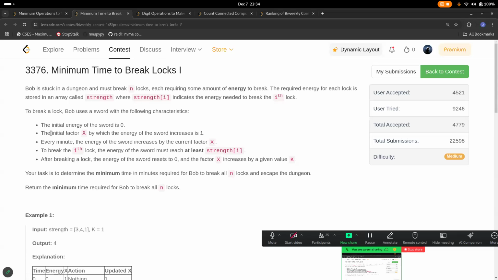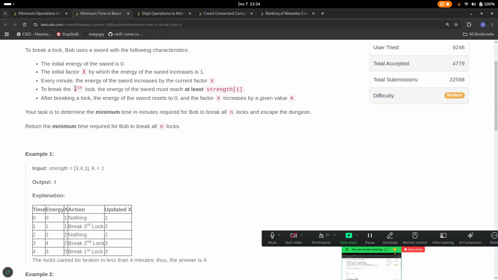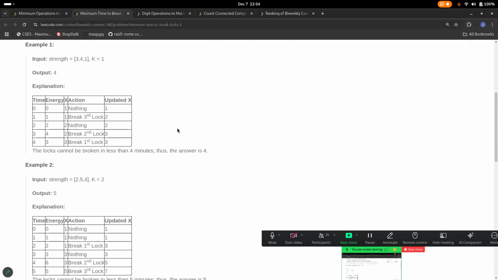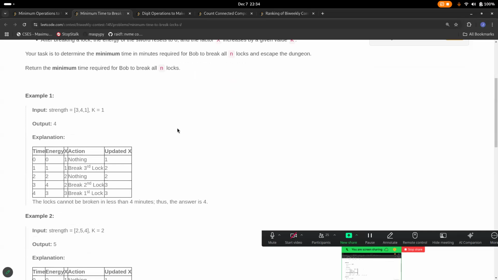Now you have this factor x, which is initially 1. Every minute, your energy increases by x. So initially x equals 1, so every minute your energy increases by 1. Initially your energy is 0, at minute 1 it becomes 1, at 2 it becomes 2, 3, and so on. And if you break any lock, your energy is reset to 0 and your factor x increases by a given value k. What you had to determine was the minimum time required to break all the n locks and escape the dungeon. Let's take one example.